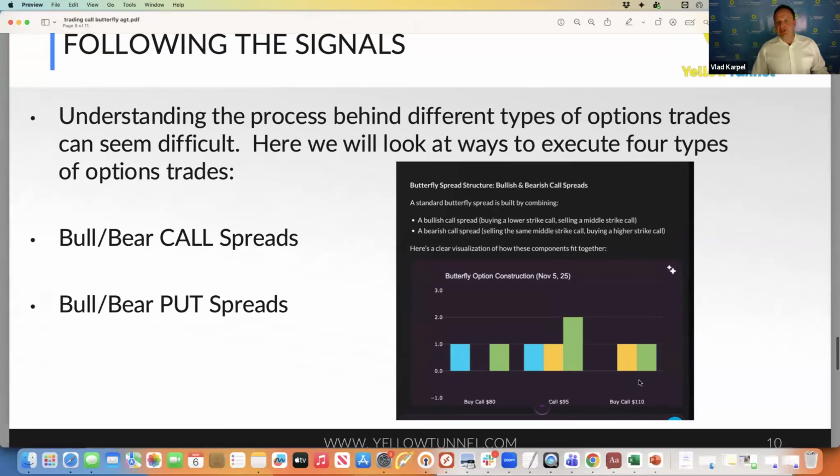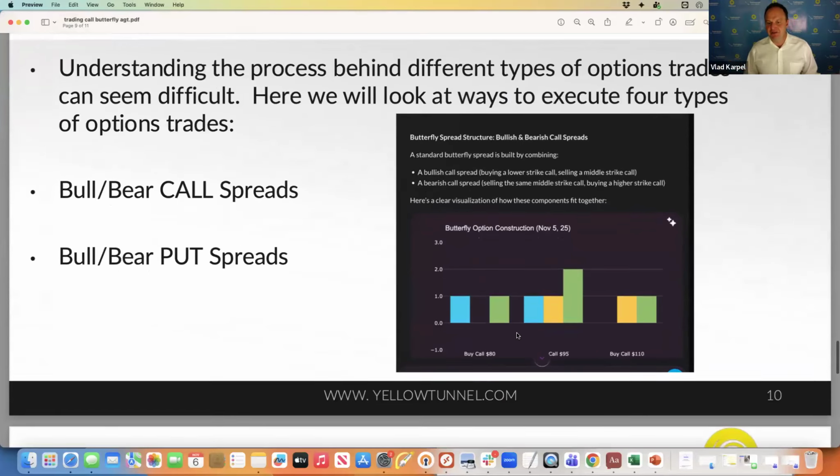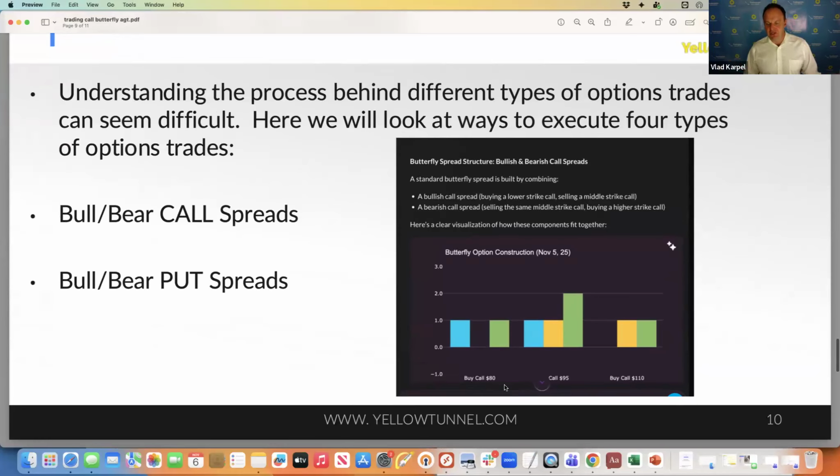this is the Winston's attempt to show you that you have two spreads: one is the bullish spread and one is the bearish spread. In this example, I'm buying the 80 call, selling the 95 call, buying the 110 call.